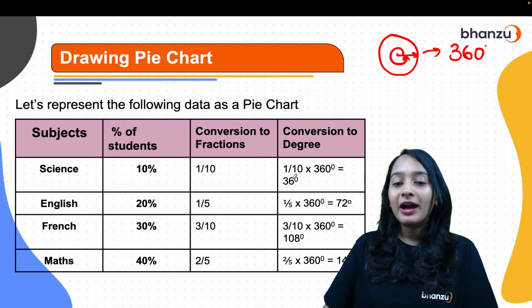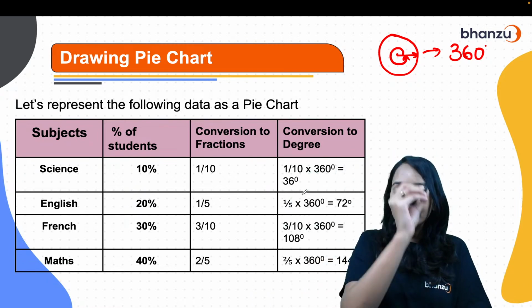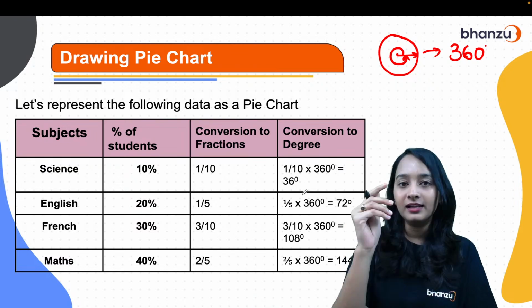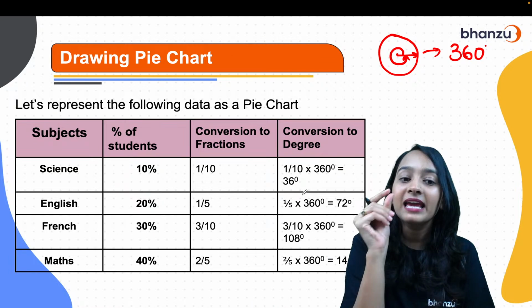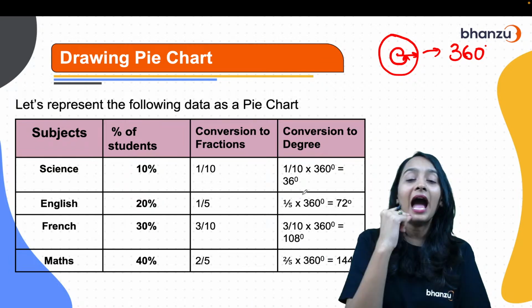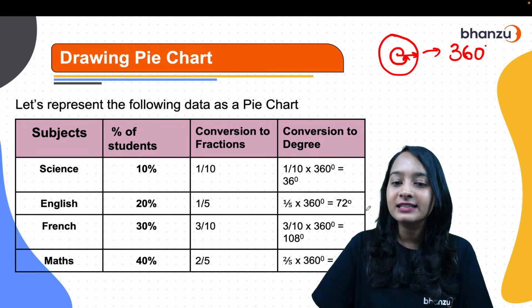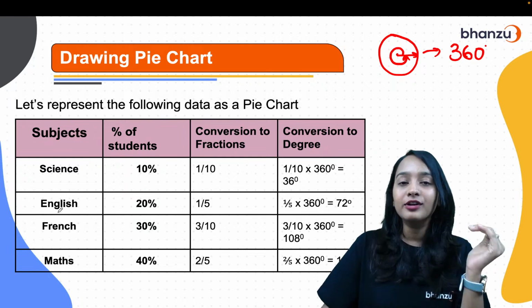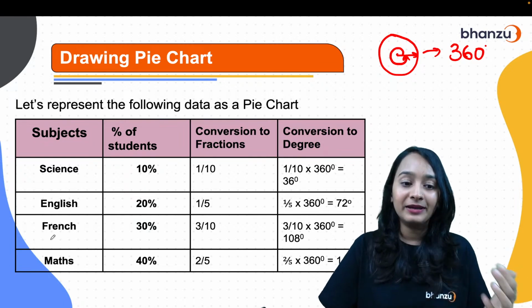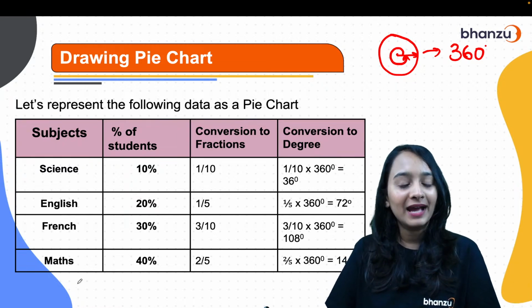So 1 by 10 multiplied with 360 degrees is giving you 36 degrees. Matlab, in the entire circle, a sector whose angle is 36 degrees is covered by science. How do we draw that? We're going to have a look. Now 1 by 5 multiplied with 360 is 72 degrees. 72 degrees of the circle is covered by English. 108 degrees is covered by French. And 144 degrees is covered by maths.